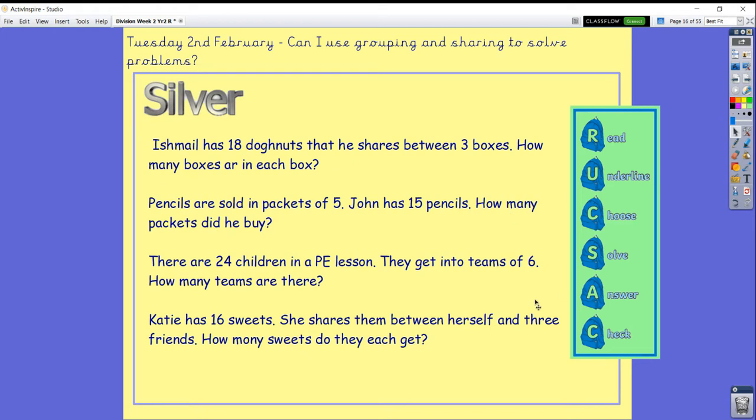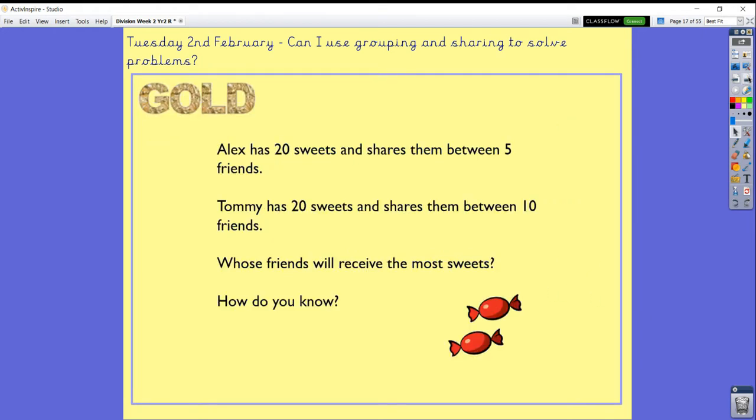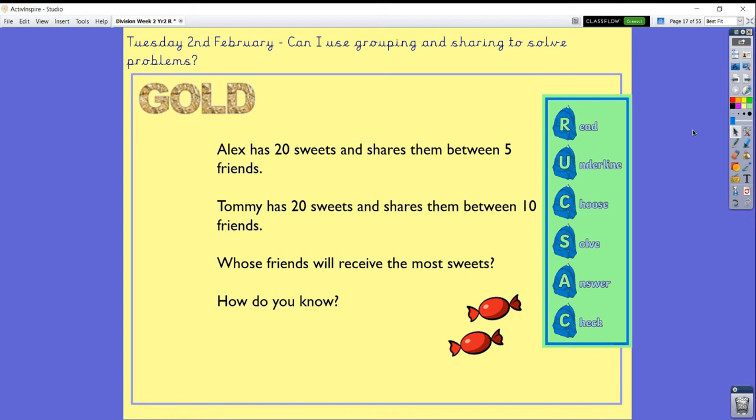Now, well done for having a go at silver. If you're up for a challenge, we have got gold. We've got Alex, who shares them between his 5 friends. We've got Tommy, who shares them between his 10 friends. And we want to know whose friend will get the most sweets. So this is a sharing problem. Again, let's pop our rucksack on so you can remember those things. Have a go.